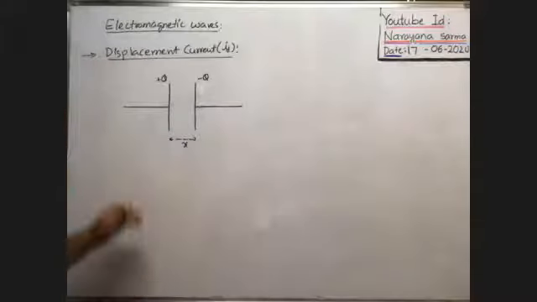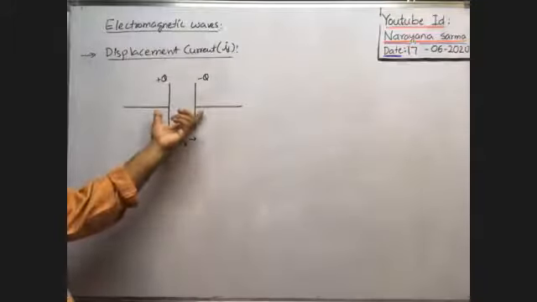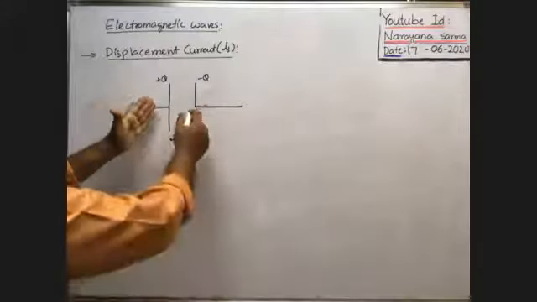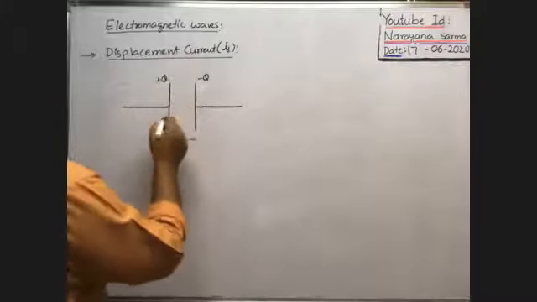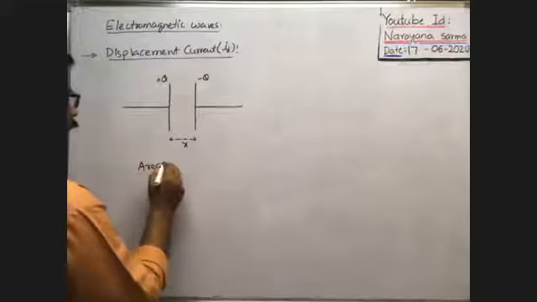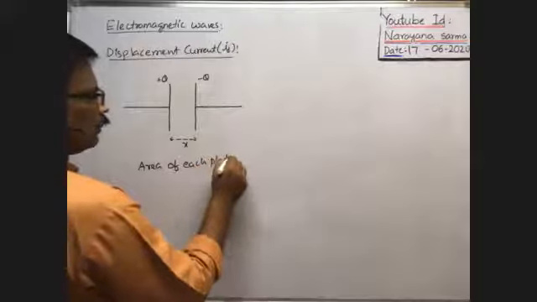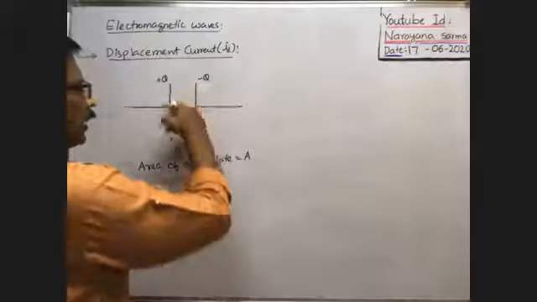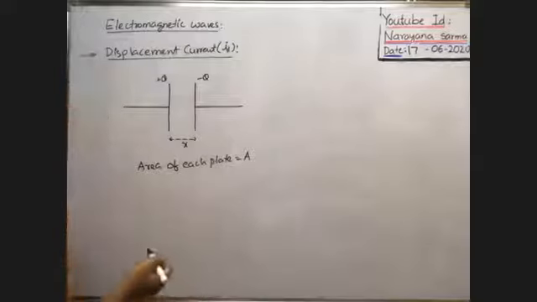Okay, here in this displacement current we are going to discuss the two plates of the capacitor. Here these are the two plates of a capacitor. These two plates may be in circular shape. Here the area of each plate is say capital A. If these are in circular shape, then that is equal to pi r square we can write. So area of each plate is this one.